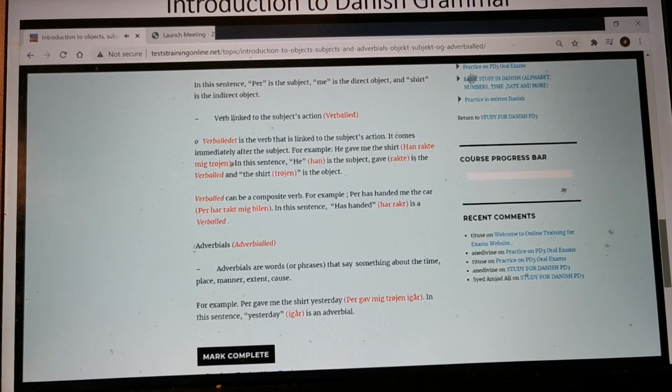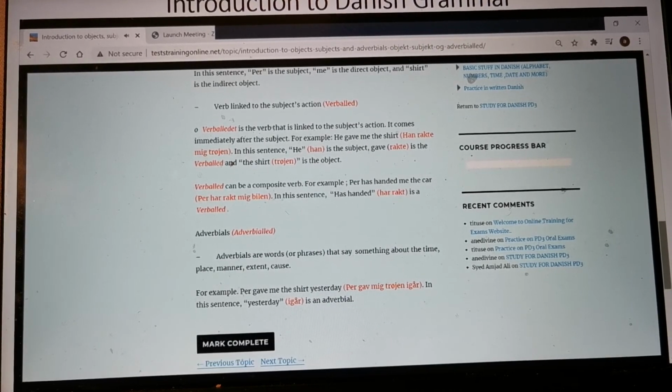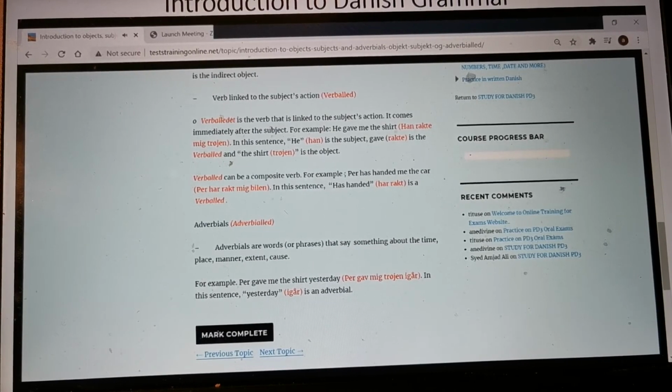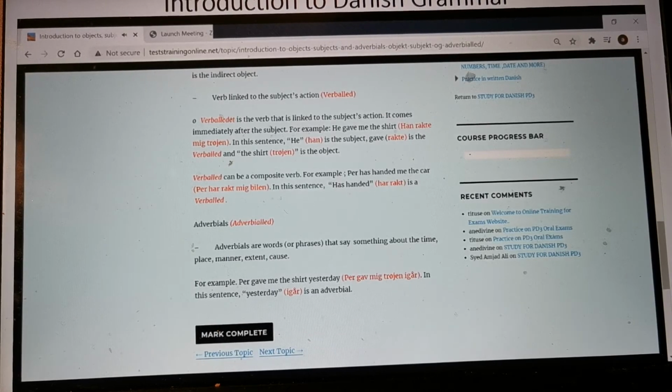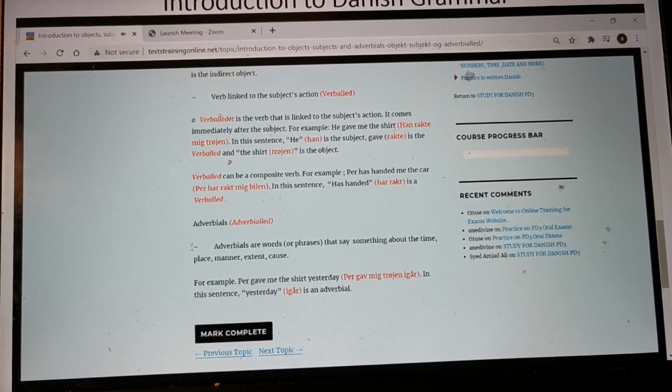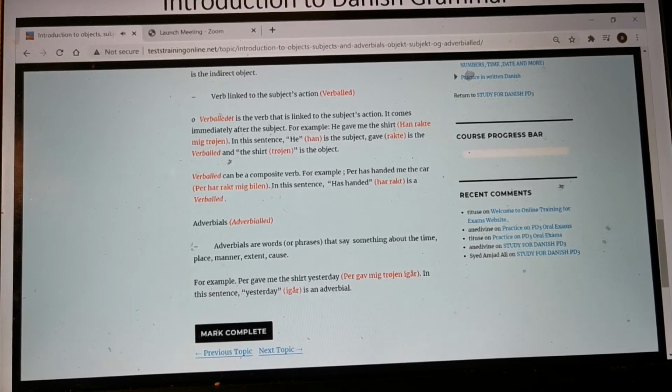Verbal, the verb linked to the subject's action. Verballet is the verb that is linked to the subject's action. It comes immediately after the subject. For example, he gave me the shirt. Han rakte mig trøjen. In this sentence, he, han, is the subject. Gave, rakte, is the verballet, and the shirt, trøjen, is the object. The verballet can be a composite verb. For example, Per has handed me the car. Per har rakt mig bilen. In this sentence, has handed, har rakt, is a verballet.